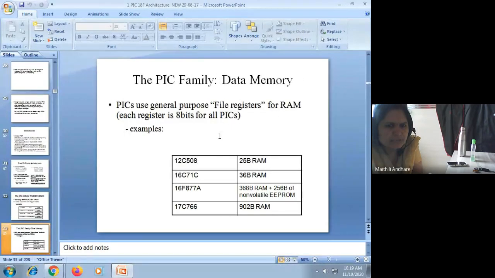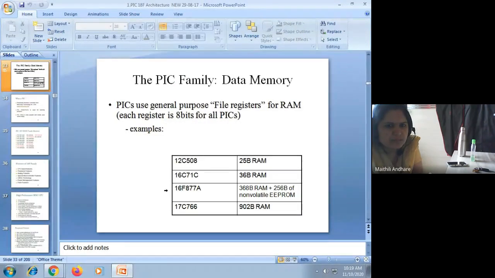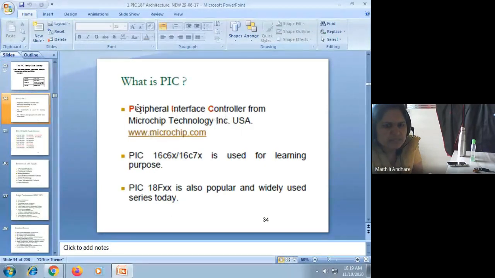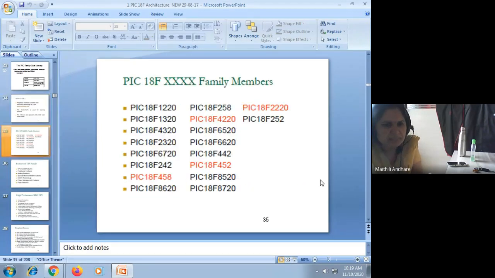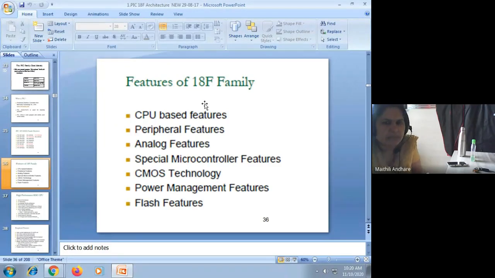There are a number of families for PIC microcontroller. The families come from 12, 16, 16F, likewise. We will be studying the 18F family. So right now I told the difference, PIC, Peripheral Interface Controller. The PIC 16 or PIC 18F series are popularly used nowadays in the market. Mostly the 18F and 16F are the same, with some changes in features, but the basic architecture remains the same. These are the families under the PIC 18F. In that we will be concentrating on 458 or 452 or 4220. I think for the practical we have used the 452. So this is the PIC 18F family series available.